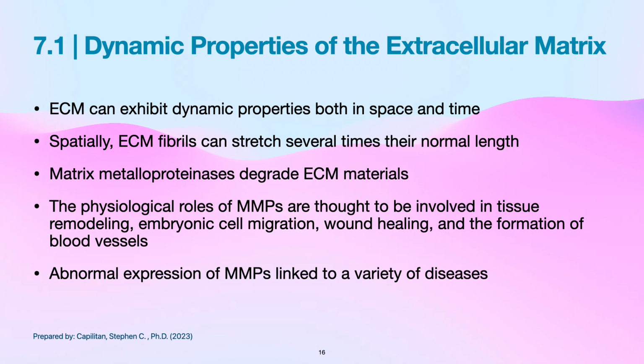What are the dynamic properties of the extracellular matrix? The ECM can exhibit dynamic properties both in space and time. Spatially, the ECM fibrils can stretch several times their normal length. Matrix metalloproteinases degrade the ECM materials. The physiological roles of MMPs, or matrix metalloproteinases, are thought to be involved in tissue remodeling, embryonic cell migration, wound healing, and the formation of blood vessels, or angiogenesis. Abnormal expression of the MMPs is linked to a variety of diseases, including cancer.